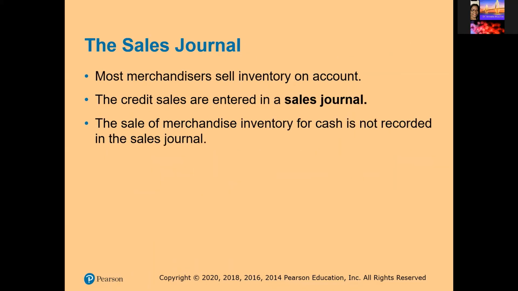Most merchandisers sell inventory on account. These credit sales are entered in a sales journal. The sales journal is used when recording the sale of merchandise inventory on account. A sales journal is a special journal used to record credit sales. The sale of merchandise inventory for cash is not recorded in the sales journal. Instead, it is recorded in the cash receipts journal. In addition, credit sales of assets other than merchandise inventory occur infrequently and are not recorded in the sales journal. They are recorded in the general journal.